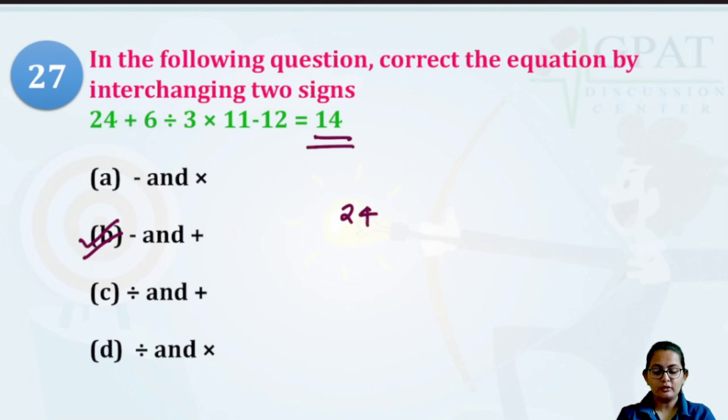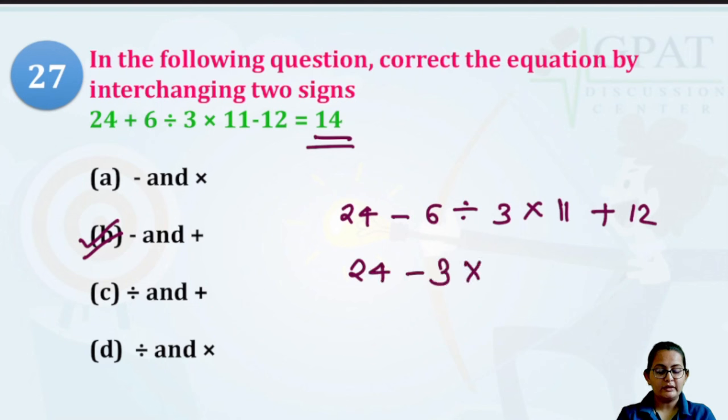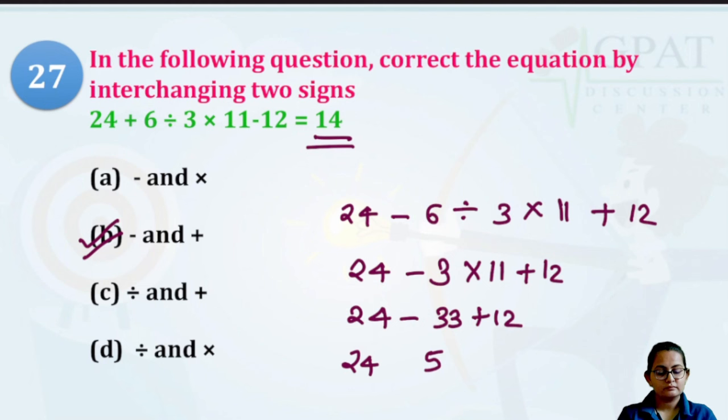How come? 24, 6, 3, 11, 12. You just have to interchange the positions of plus and minus, because 24 plus 6 is there. So we'll make it minus, divide by 3, multiply, and here it will come plus. So 24, you will do first division. It will be 3 into 11 plus 12, 24 minus 33 plus 12. When you do addition, it would be... is there something I have missed out? Minus plus.